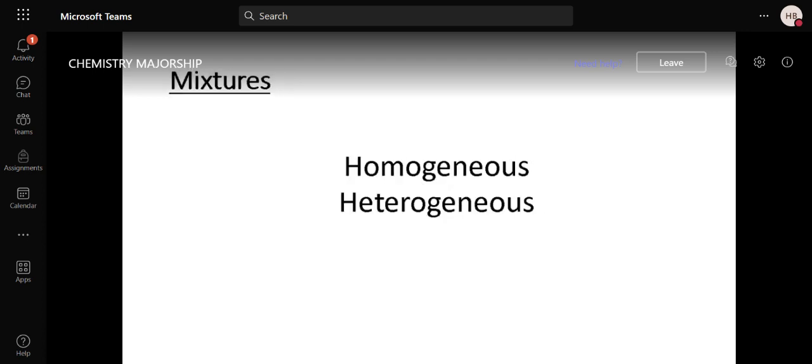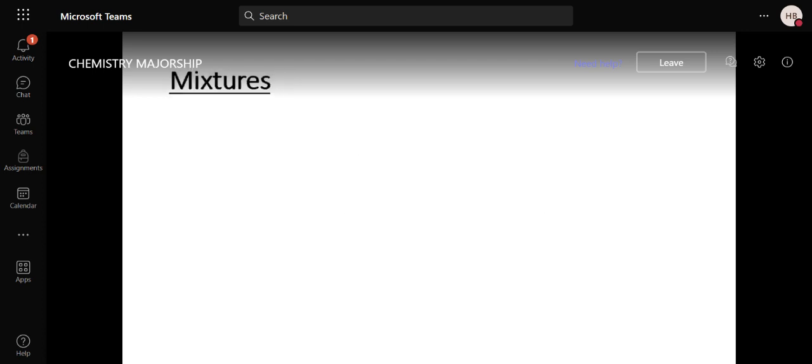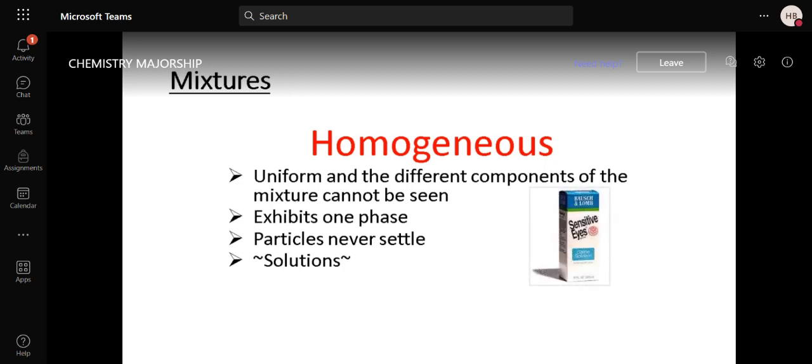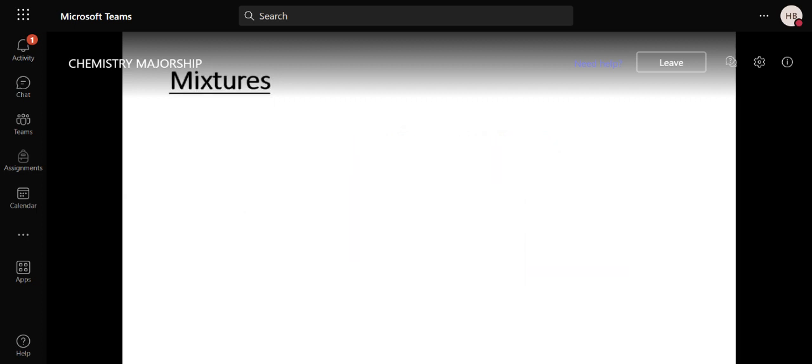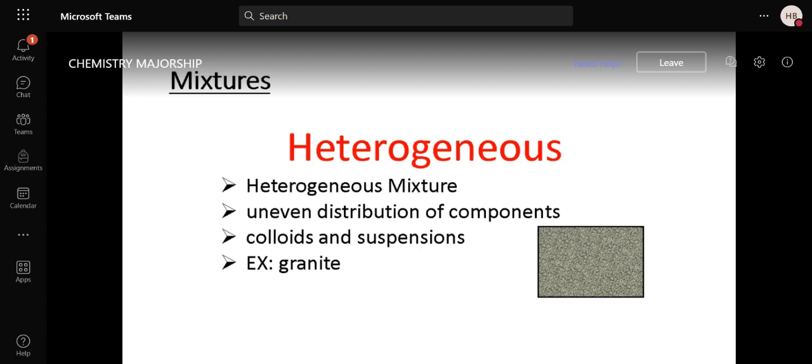Okay, next. Pwede pong homogeneous or heterogeneous. So, naalala nyo pa ba ito? Pag sinabing homogeneous, uniform ang concentration throughout the solution. Okay. Ang homogeneous mixture ay, ang isang name niyan ay solution. And yung particles hindi po nagsisettle. Okay, yan tatandaan nyo. Ngayon, pag nagsettle po yung particles, hindi yan homogeneous. Hindi yan solution. Ano siya? Heterogeneous mixture.